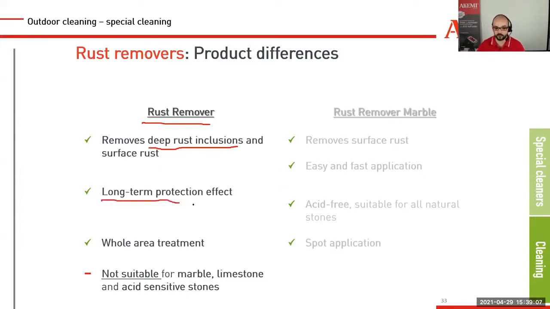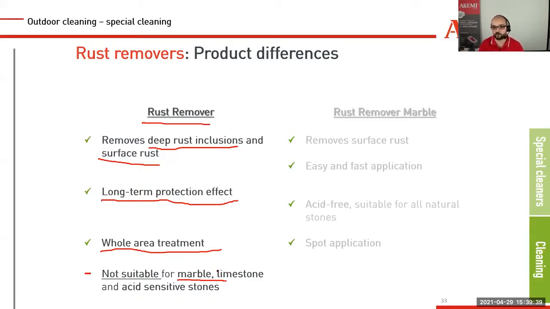In this way, you also have a long-term protection effect, because these parts won't start to rust again. But you can also remove surface rust with this product. And since you have a transformation of these metal inclusions, it's important to do a whole area treatment. As I said, this product is acidic, so it's an acidic rust remover, and therefore it's not suitable for marble, limestone, and other acid-sensitive stones.